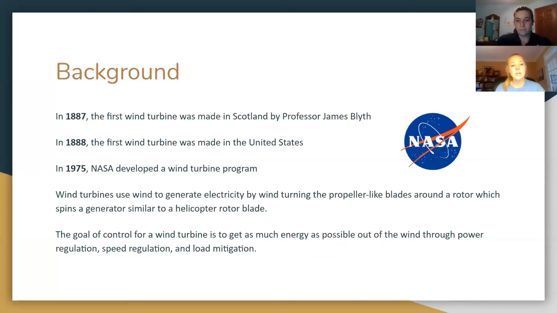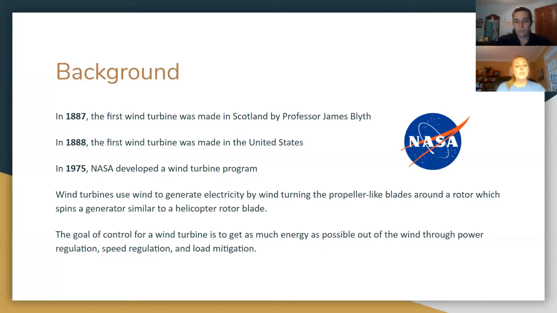So for the background, the first wind turbine was made in Scotland by a professor named James Blythe. In 1888, the first wind turbine was made in the US for personal use, and then in 1975, NASA developed the first wind turbine program, which really helped start a lot more use of wind turbines.